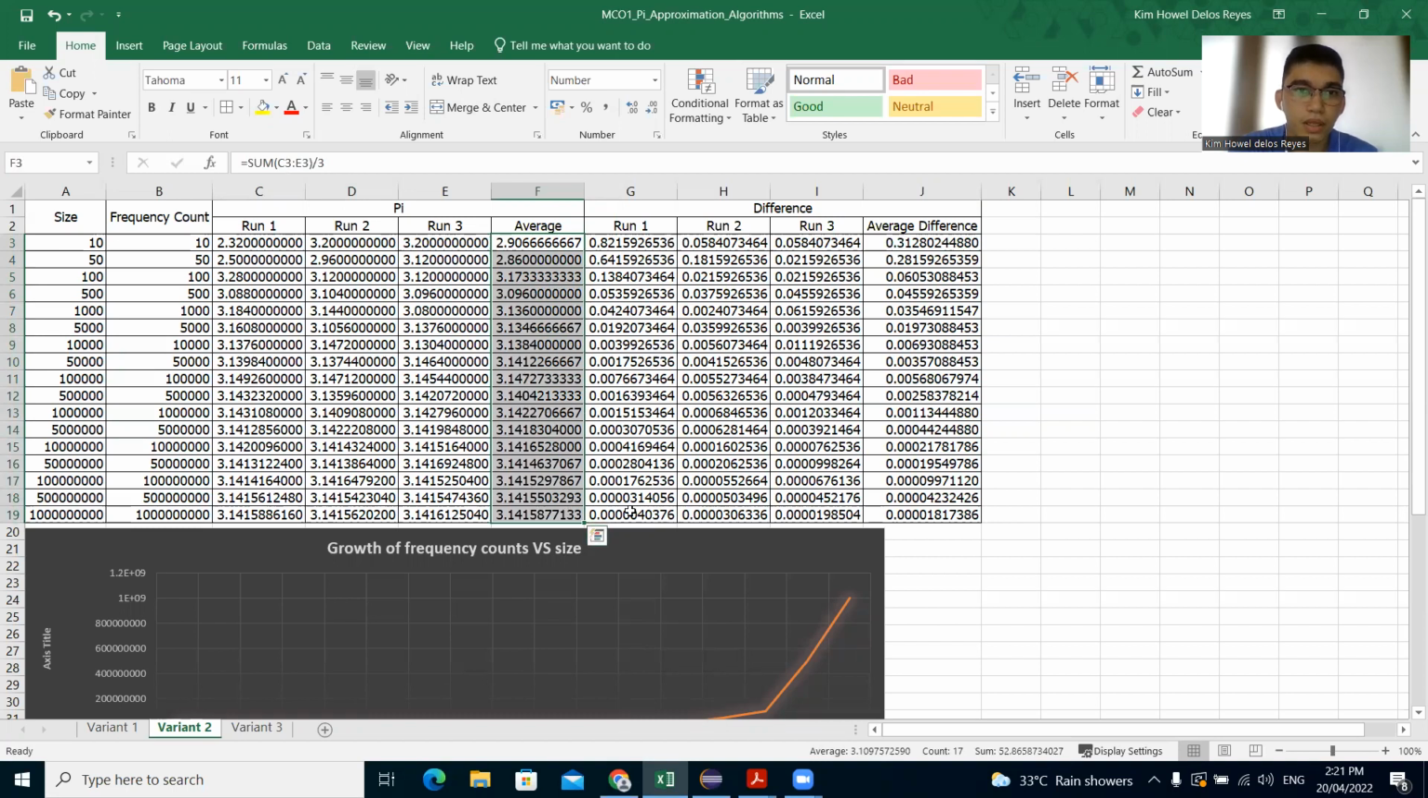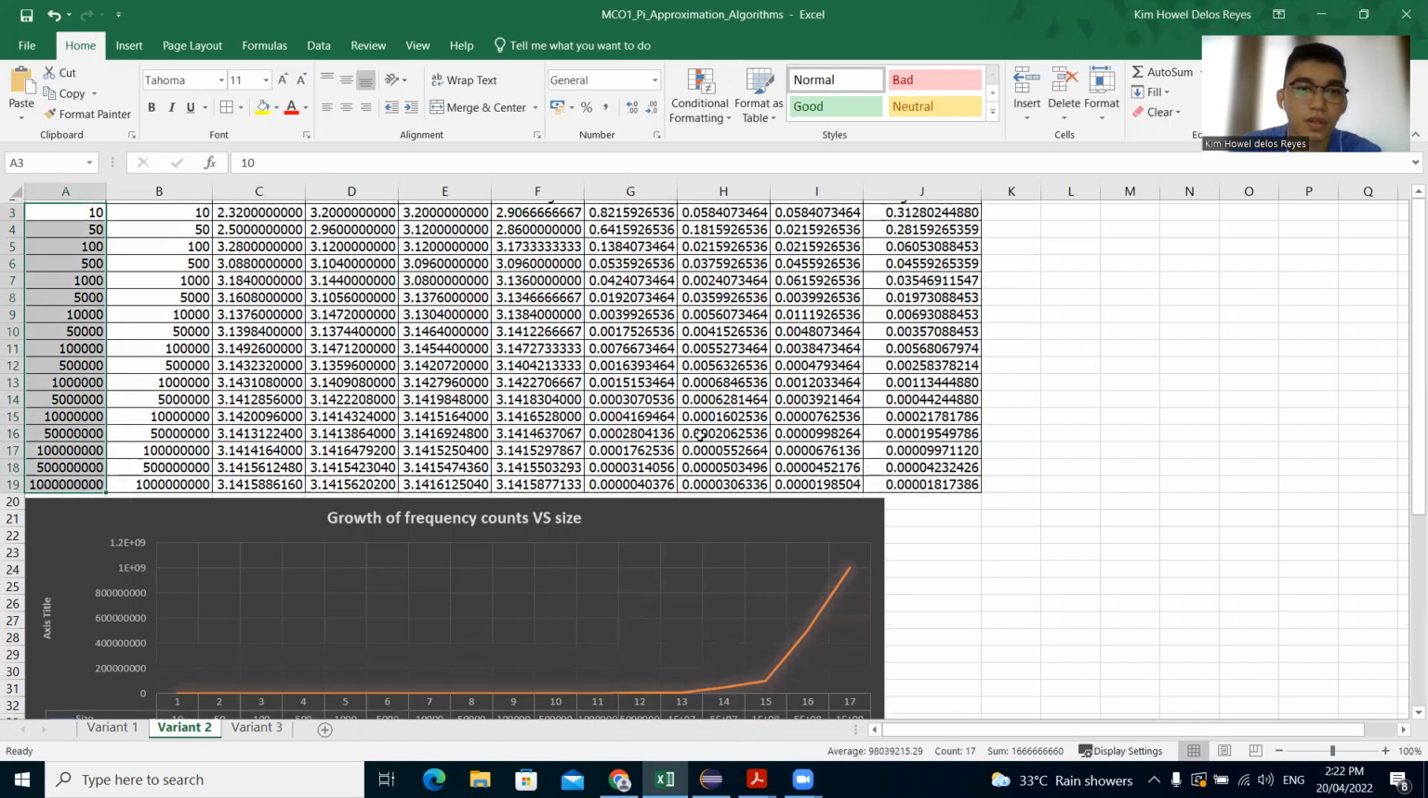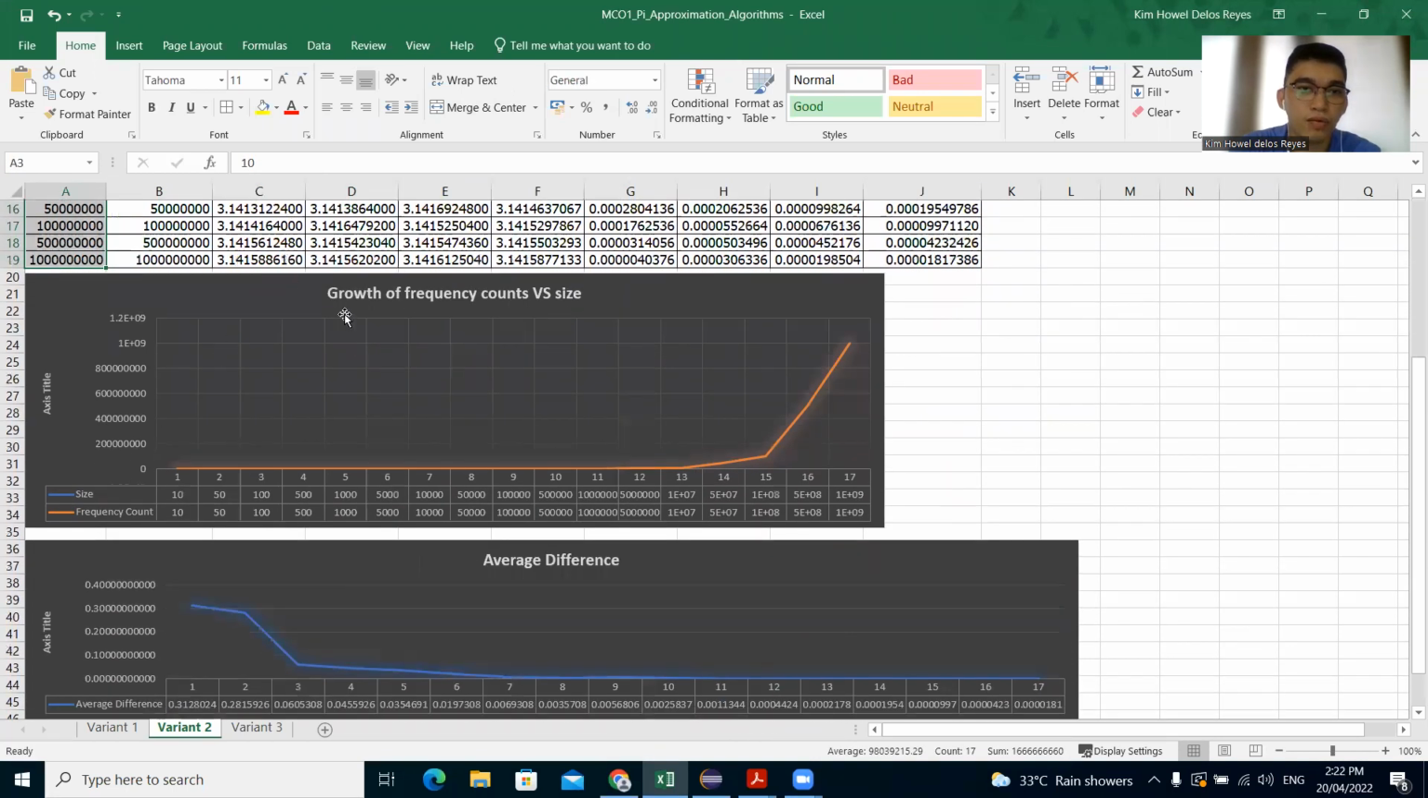Okay, then at the same time, we get the differences on the 3 runs and also get the average of the differences between these 3 runs. And as we can observe, the average difference tends to get lower and lower when the size also increases. Right, so here in the graph, we have the growth of frequency counts versus the size. The size is just equal to the frequency count. Okay, so it's linear time.